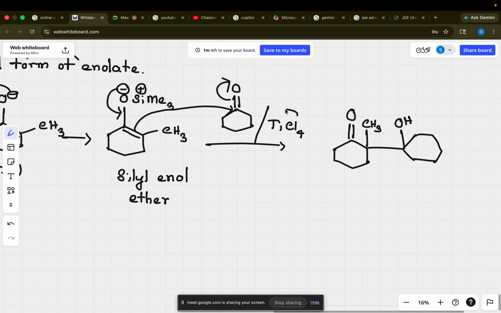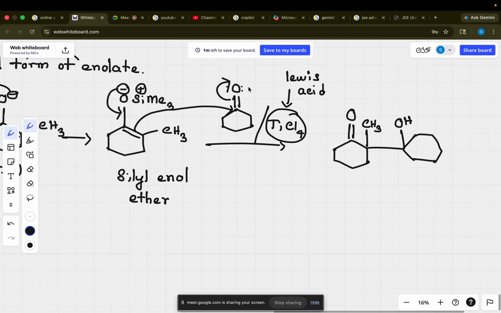Now can you tell me what is the role of this TiCl4? Why are we adding this TiCl4 with this cyclohexanone? Am I audible? Yes. What is the role of TiCl4? Does it increase the electrophilicity? So basically it is a Lewis acid. This TiCl4 is a Lewis acid, and if you have a Lewis acid, that means what?